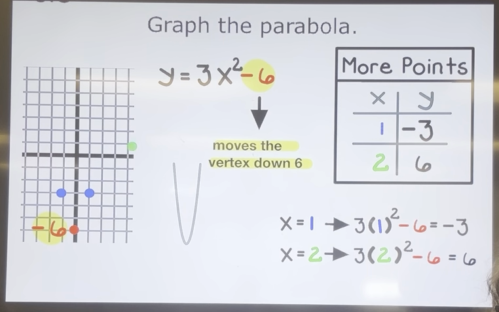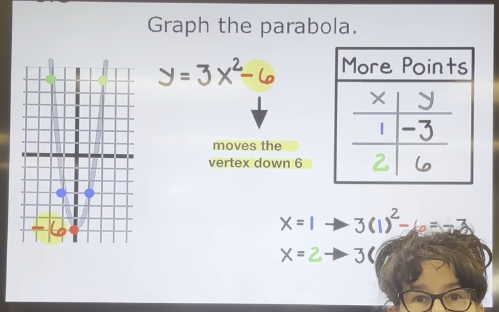Let's plot one more point. Right 2 up 1, 2, 3, 4, 5, 6. Using the symmetry, I'm going to move that across over here. And now I have everything I need to graph my parabola.